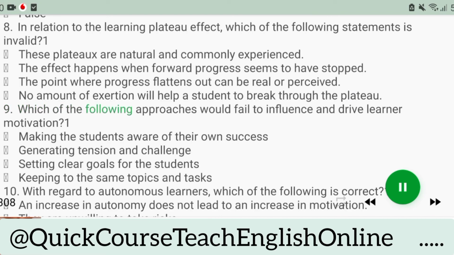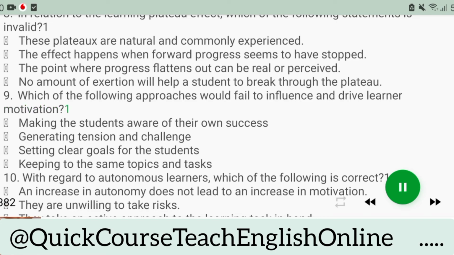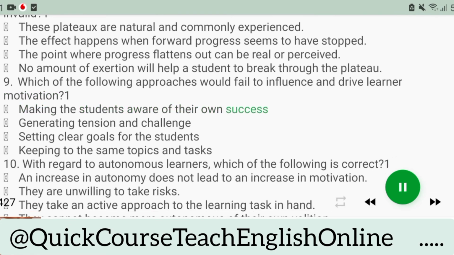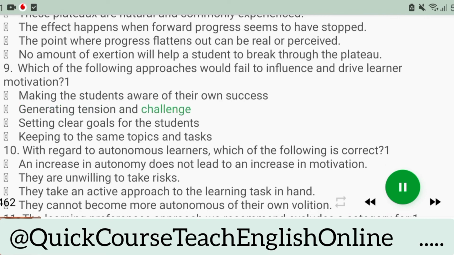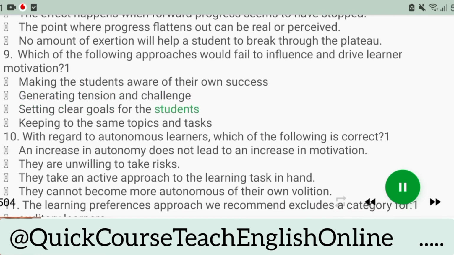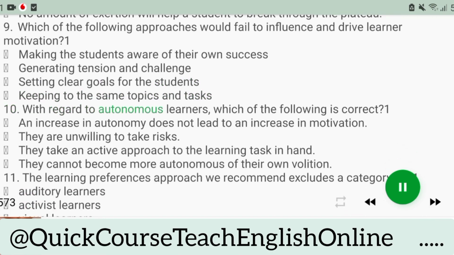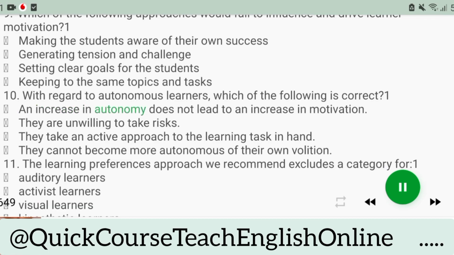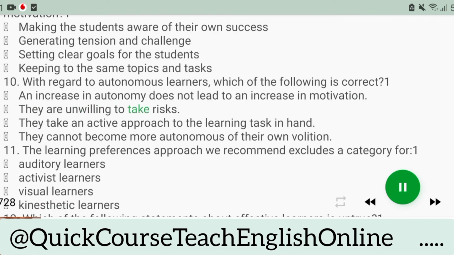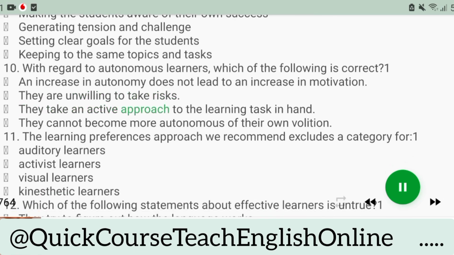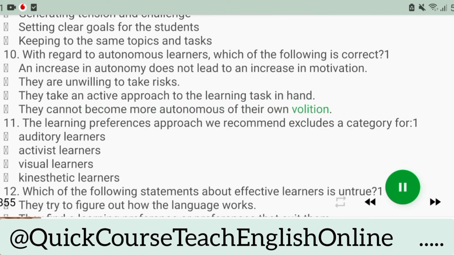9. Which of the following approaches would fail to influence and drive learner motivation? Making the students aware of their own success. Generating tension and challenge. Setting clear goals for the students. Keeping to the same topics and tasks. 10. With regard to autonomous learners, which of the following is correct? An increase in autonomy does not lead to an increase in motivation. They are unwilling to take risks. They take an active approach to the learning task in hand. They cannot become more autonomous of their own volition.